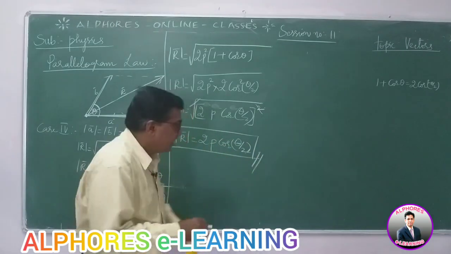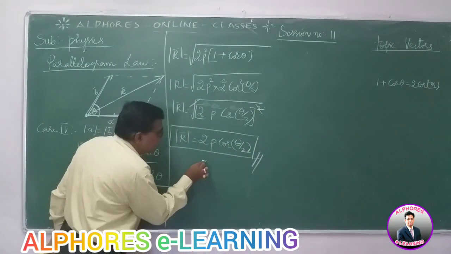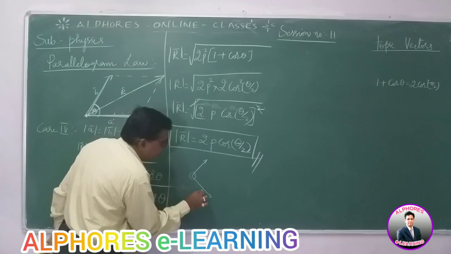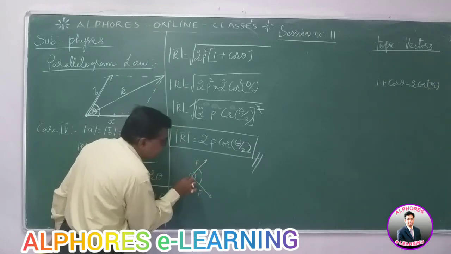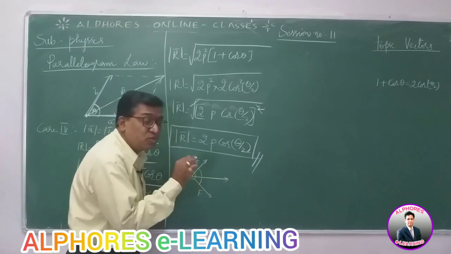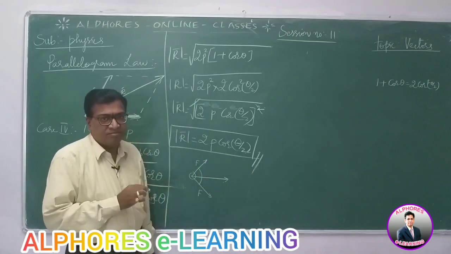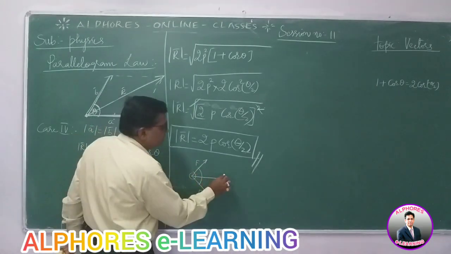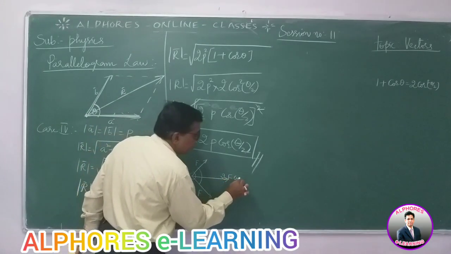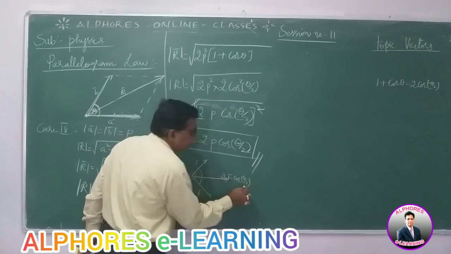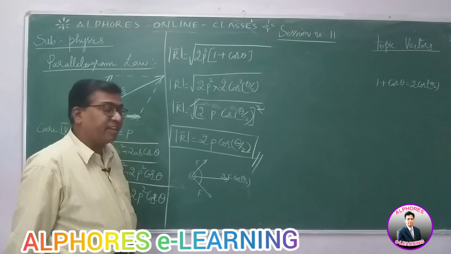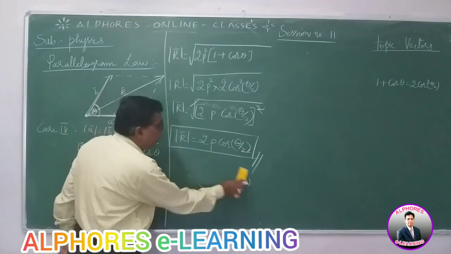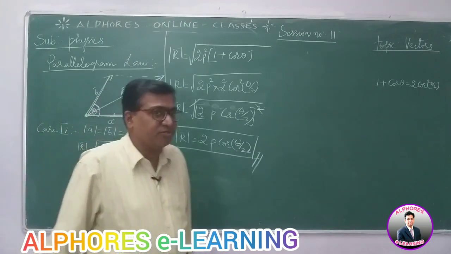Two forces, let's suppose, are acting on a body at an angle theta like this. Then the resultant force is 2F cos theta by 2. Two forces, it will be 2F cos theta by 2. This is the resultant force. Very important formula. Then how about the direction of the resultant?